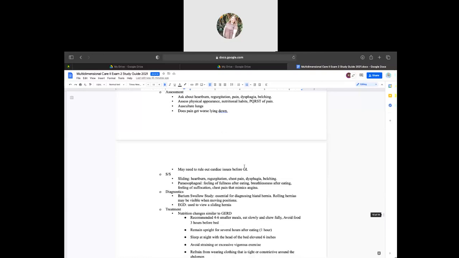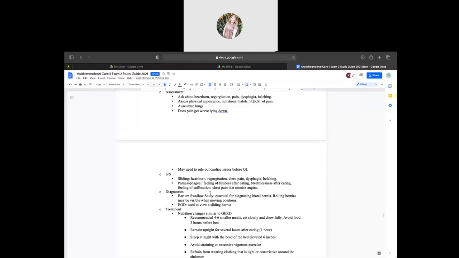We may need to rule out cardiac issues if there's any feeling of chest pain, even with GERD. They may need an EKG done. They may need an echo done. Some signs and symptoms of sliding hernias are heartburn, regurgitation, chest pain, dysphagia, and belching. For paraesophageal hernias: feeling of fullness after eating, breathlessness, suffocation, and chest pain that mimics angina.